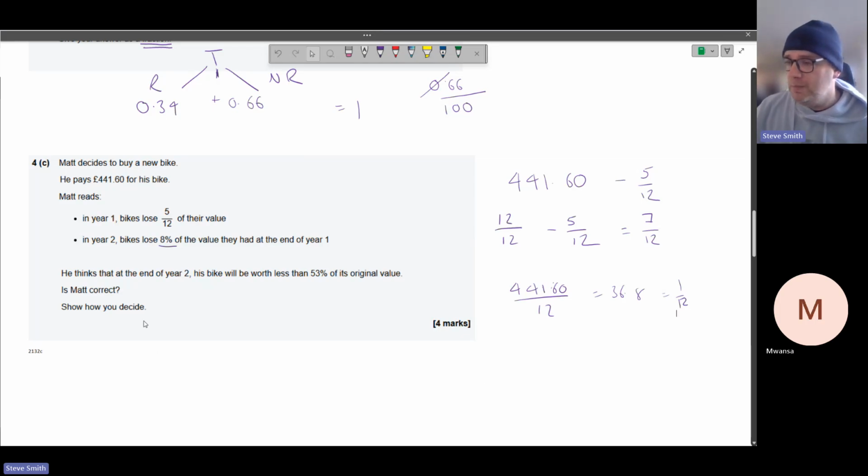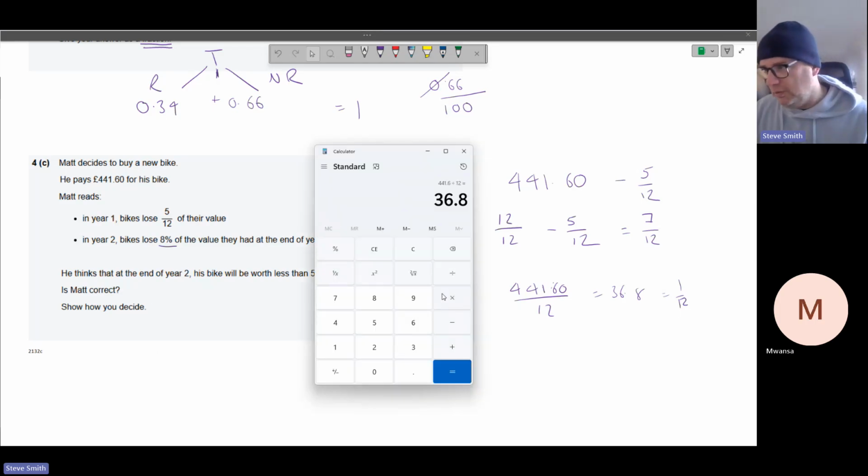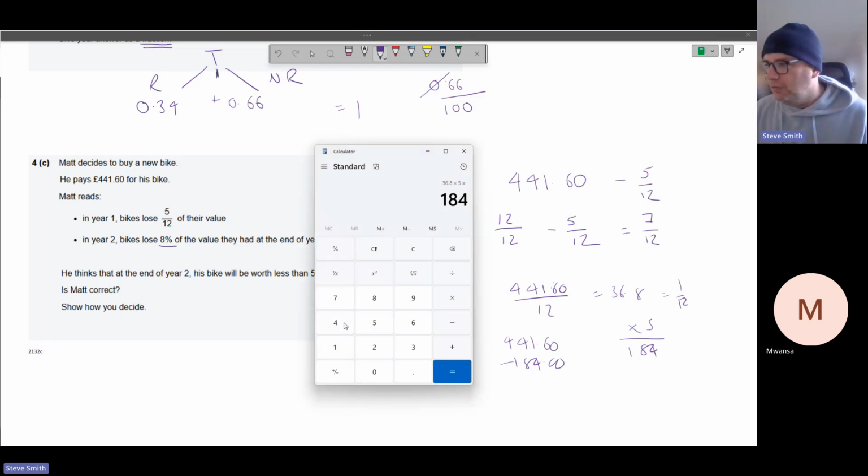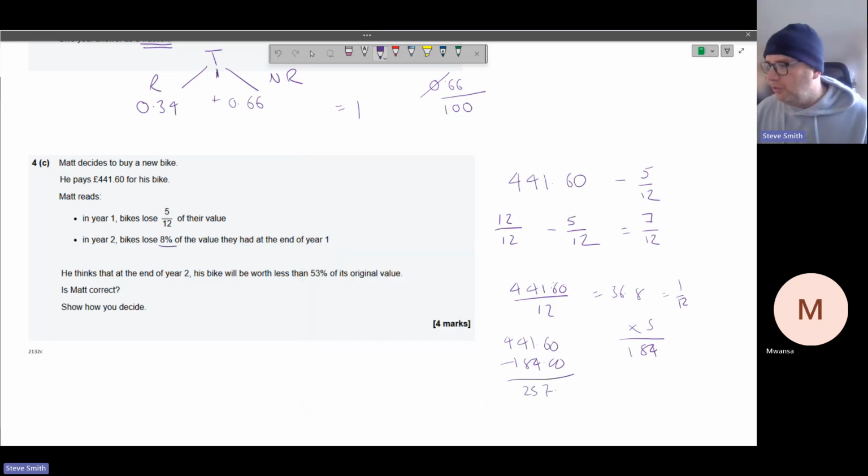So again, we would times that by 5, doing this the first way around first. 36.8 times 5 equals 184. Then we're going to take 441.60 minus £184, and we've got the new value of the bike. So 441.60 minus 184 equals, we now know the bike's worth 257.60.